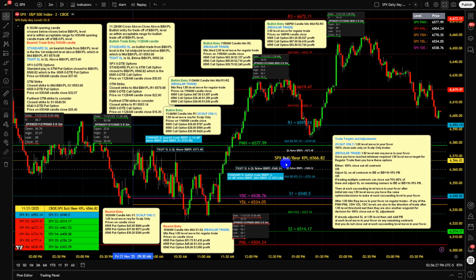With this indicator, you can take bullish and bearish trades off of each of the main key levels. So, for example, the main key levels are going to be the bull bear KPL, R1 through R6, and S1 through S6. The midpoint levels and the QL levels you do not take trades off of. Those serve other purposes, as you'll see as we go throughout the video here.